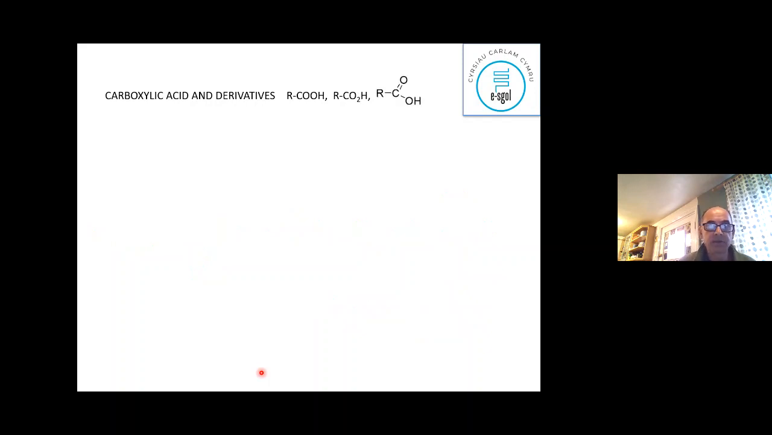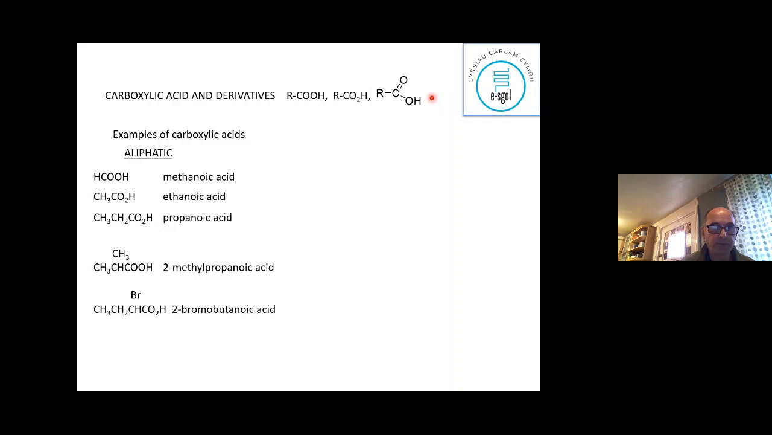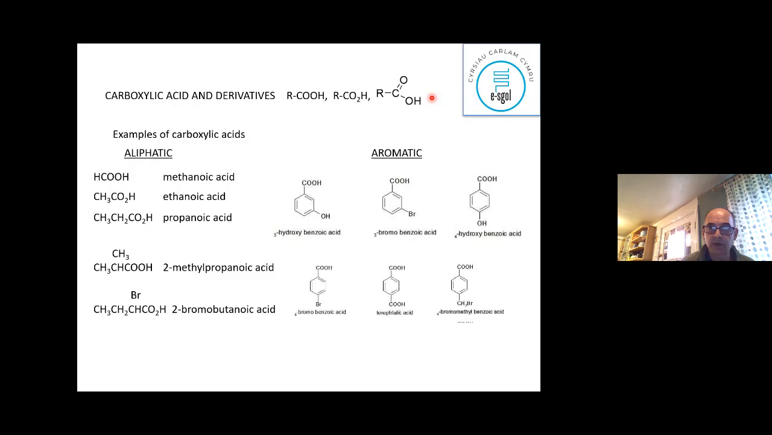Carboxylic acids and their derivatives. Examples of carboxylic acids: we're looking at the COOH group, sometimes written as CO2H, within the organic molecule. Aliphatic ones in order: methanoic, ethanoic, propanoic. There are some others, like 2-methyl propanoic. Aromatic ones as well, with the group attached directly to the benzene ring in this case.